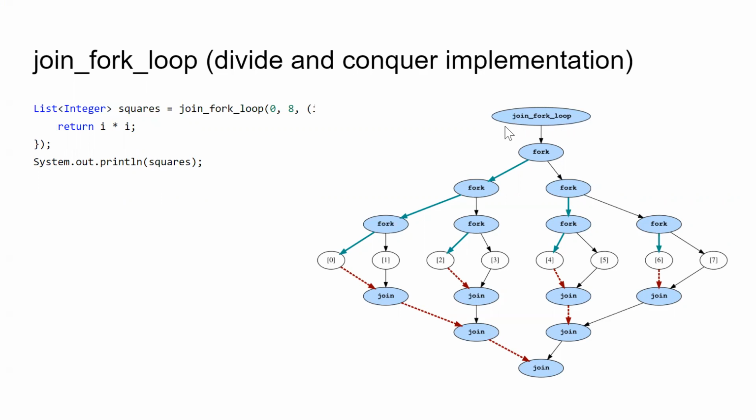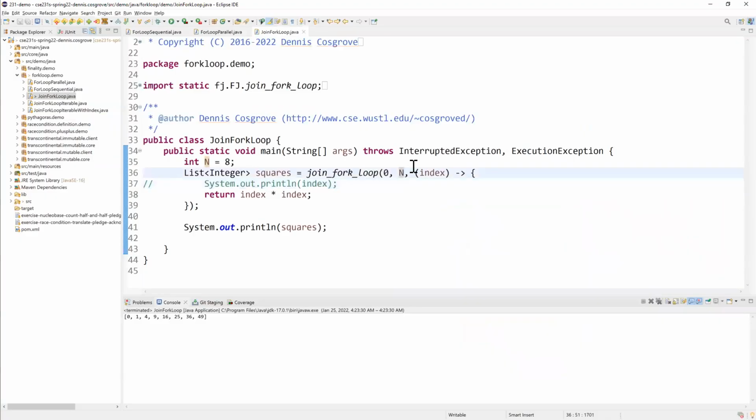And so this is just a quick demo of the join fork loop. And you can use it in the assignments in this class. And pretty much every parallel system you're ever going to use will have some way to, like I was saying, fork a task, join a task, and do a parallel for loop.